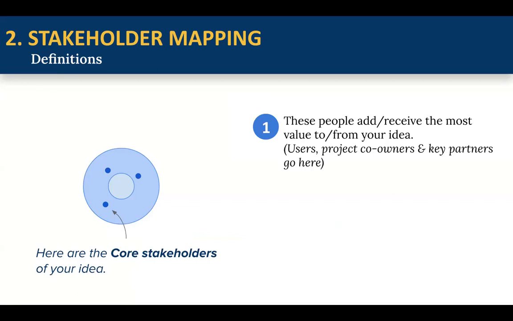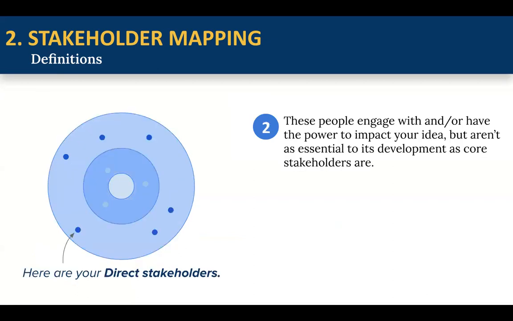So these are the people that add or get the most value from your idea. So they can be users of the product, they could be partners, they could be key collaborators, they all go right here. The direct stakeholders are a little bit less essential, but they still engage with, they have the power to impact your idea, but you could make the thing without them, let's put it that way. So that might be the differentiator, is you can make it without them, but you'd rather have them on board, and it's helpful to engage them.